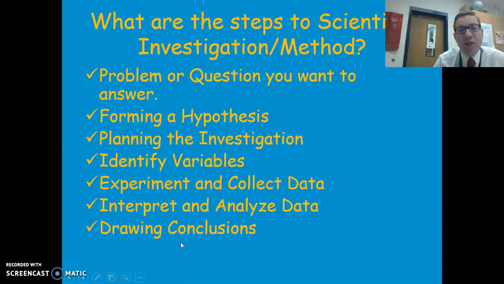Okay. These are some quick steps here, just to recap. What are some steps to the scientific method? We have a problem or question you're going to answer. You got to form the hypothesis, plan an investigation, identify variables, experiment and collect, interpret and analyze data, and then draw conclusions. So this is a new question up here, and I want you guys to flip over your notes and write that question on the back in the left column. Okay, we're going to go through all of these in the next couple minutes here.